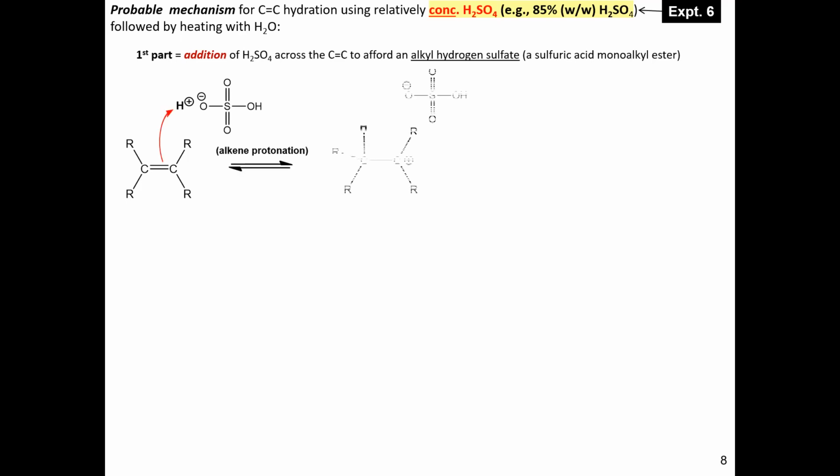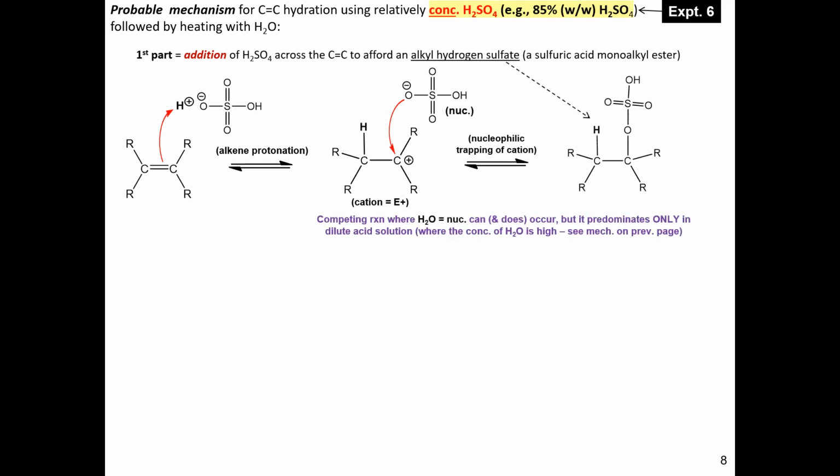In the first mechanistic step, the carbon-carbon double bond of this generic alkene is protonated to afford a carbocation. Since the concentration of water is relatively low compared to sulfuric acid, remember you're using relatively concentrated acid, only a small amount of the electrophilic cation is nucleophilically trapped by water as the nucleophile, and the bulk of the cation is instead trapped by the HSO4 anion as the nucleophile to afford the alkyl hydrogen sulfate shown here.